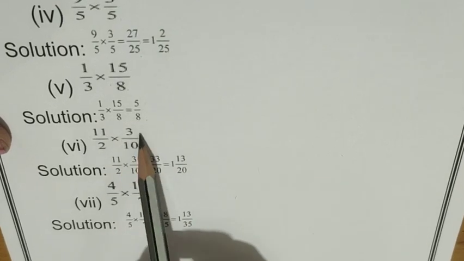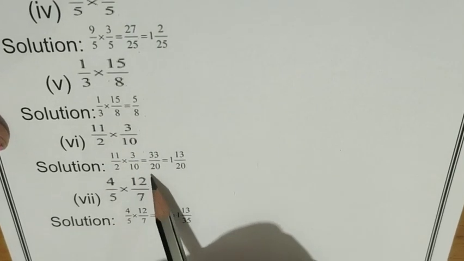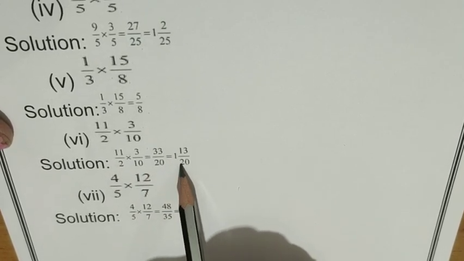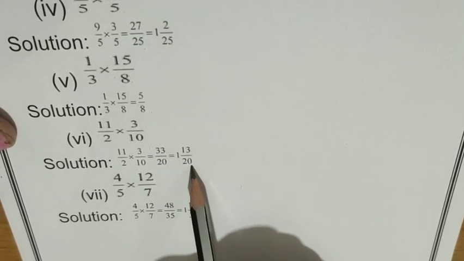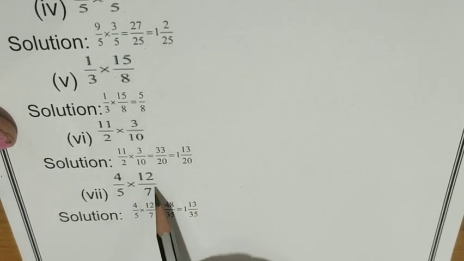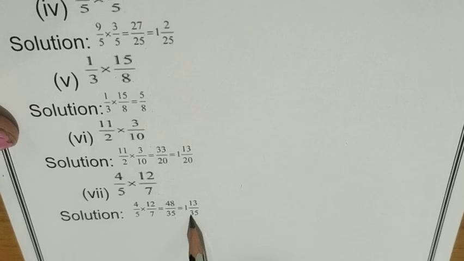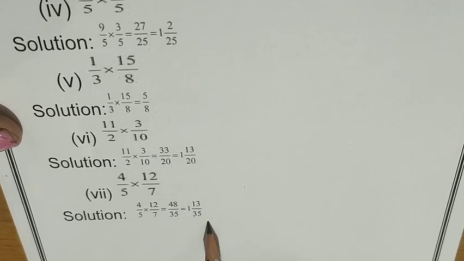11 by 2 into 3 by 10. So again no common term. Multiply numerator into numerator, 33 by 20. Again mixed fraction, 1 integer 13 by 20. 4 by 5 into 12 by 7. So again no common term. 48 by 35, 1 integer 13 by 35.